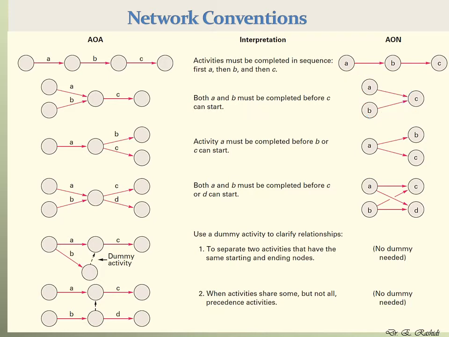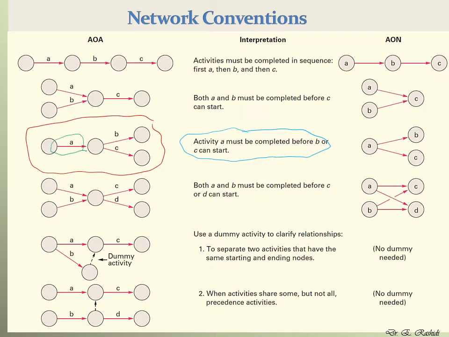Now let's take a look at the third scenario. In the third scenario, activity A must be completed before B or C can start. So B or C cannot start until A is completed. So in an AOA diagram, activity A is shown on this arrow, and it must be completed before B or C can start. So neither of them can start until A is completed.